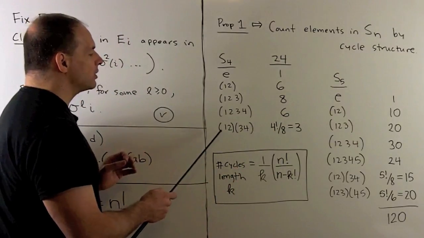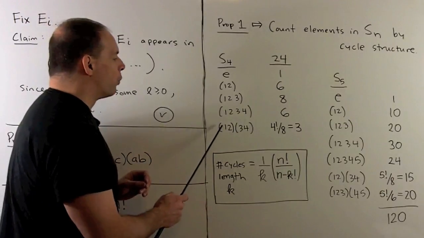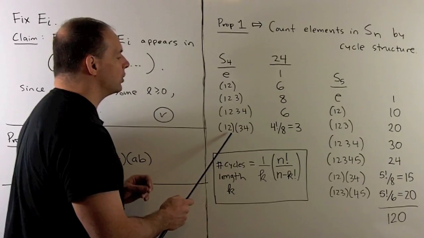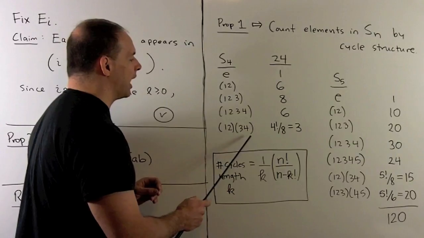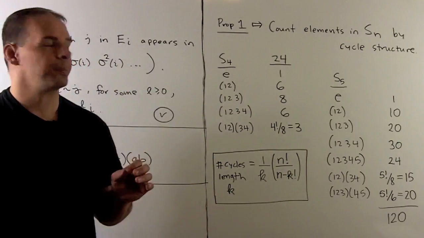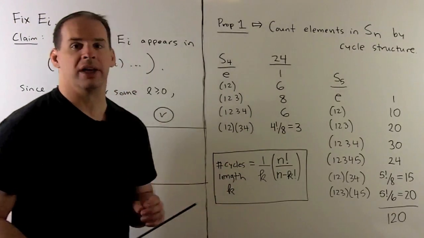Then for the product of disjoint 2 cycles, it's a little tricky. We have 4, 3, 2, 1. I could do a switch here, so I divide by 2. Here we divide by 2, and then we can interchange to divide by 2 again. So we take 4 factorial divided by 8, which gives us 3. Now, if we add, we get 24, which is 4 factorial as expected.